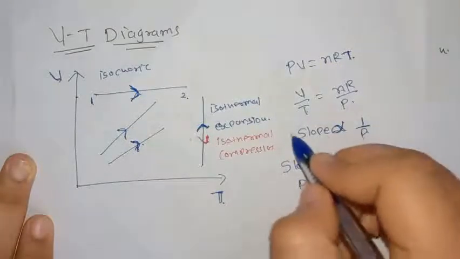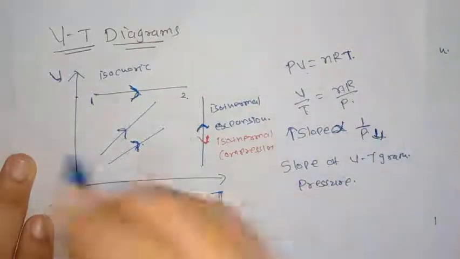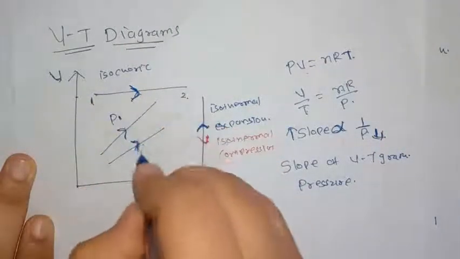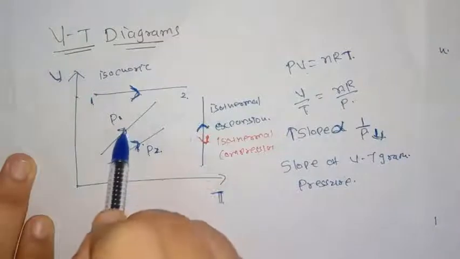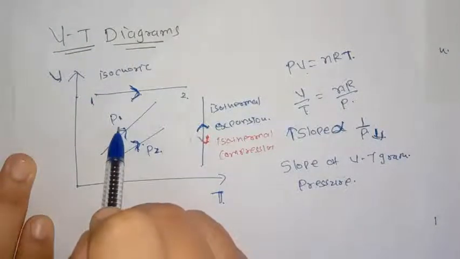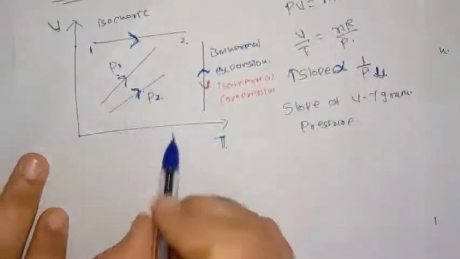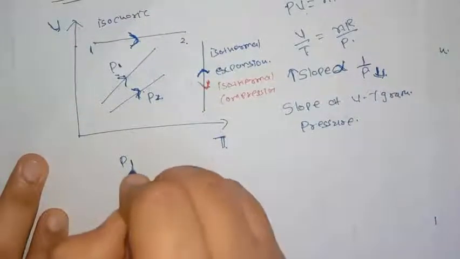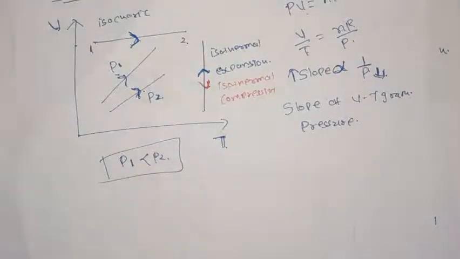Now, as the slope increases, the pressure will decrease. Let's say there are two diagrams for pressure P1 and P2. As the slope for pressure 1 is more, then the pressure 1 will be less, as they are inversely proportional. So from this we can conclude that P1 is less than P2. So from the given VT graph we can conclude this information.